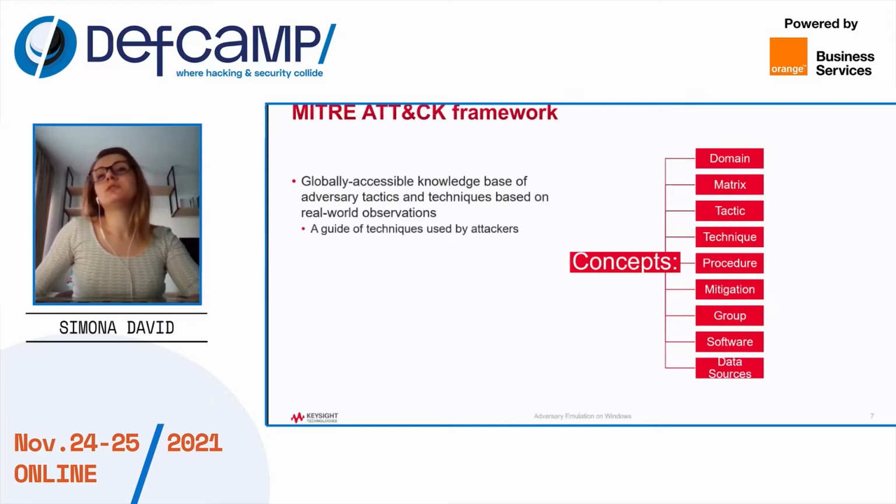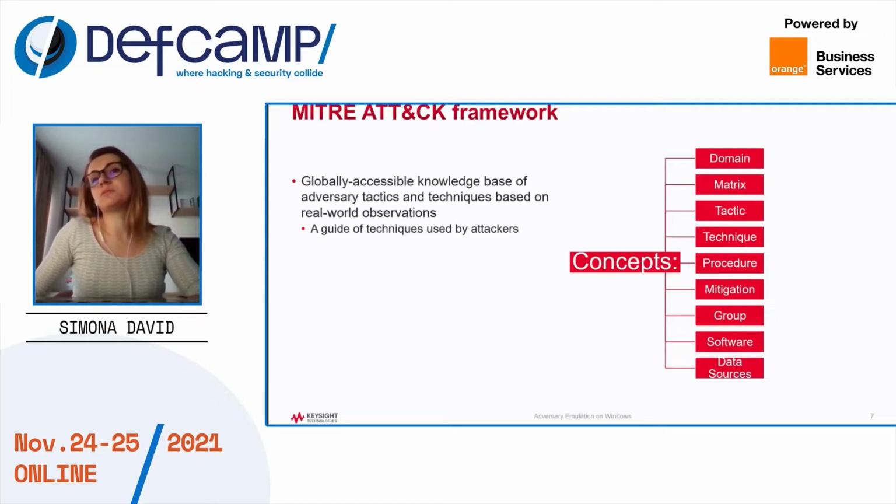The framework introduces some concepts, and we will go through some of them. Domain refers to the enterprise, mobile, or industrial control systems domain. Tactic refers to the objective of an action. What is the goal? An example is privilege escalation. An attacker is doing this action to gain higher level privileges. The technique represents how the tactical goal is achieved. An example is that adversaries may establish persistence and elevate privileges by executing malicious content triggered by a Windows Management Instrumentation event subscription.